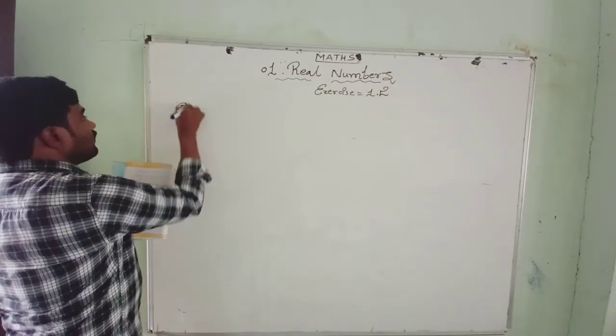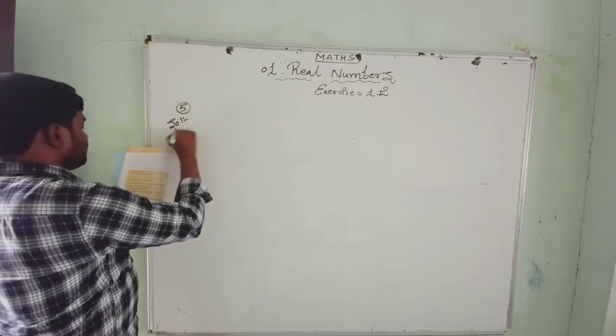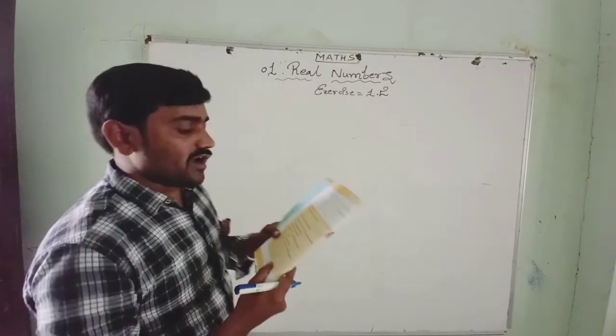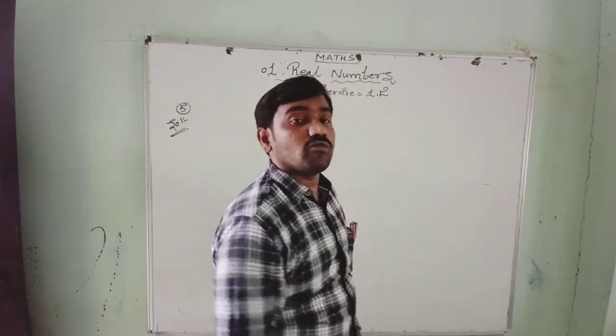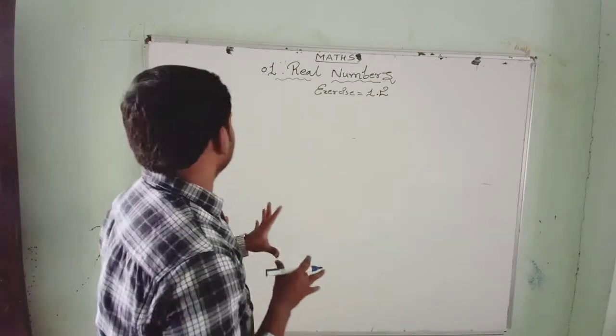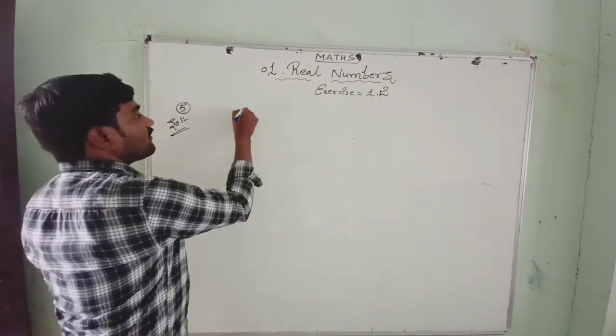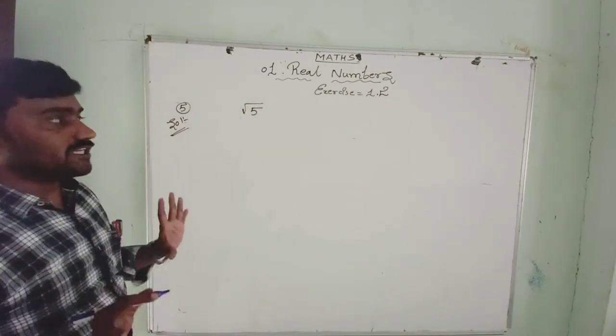Then, fifth question. Listen to this very carefully. Find the value of root 5 up to 3 decimal places. Up to 3 decimal places, find the value of root 5. Root 5 value you need to find. Okay, it is very easy. How many places? Up to 3 decimal places.